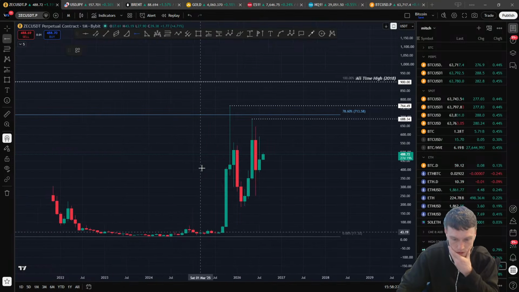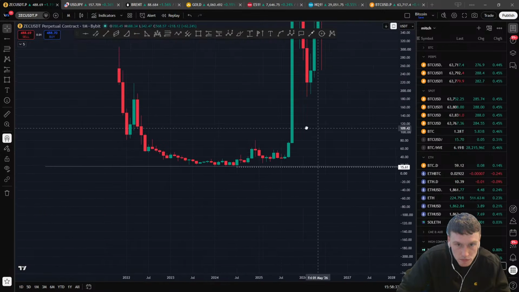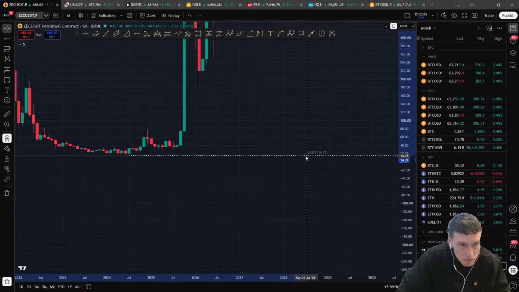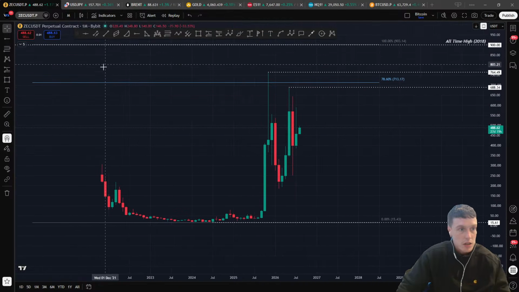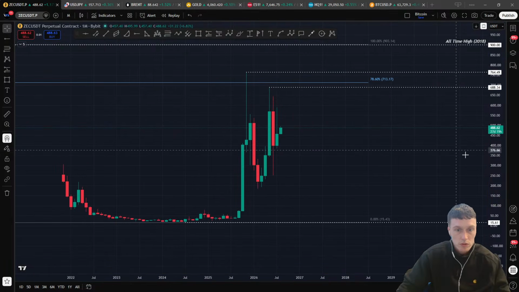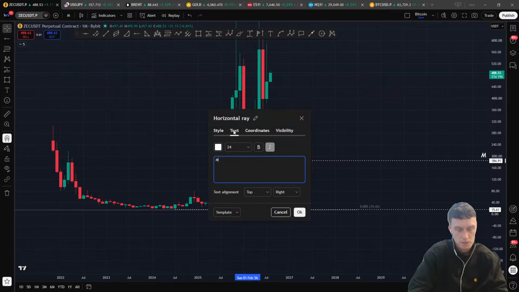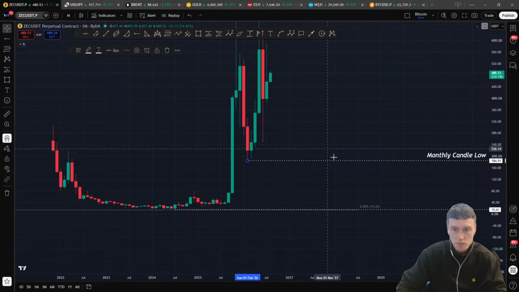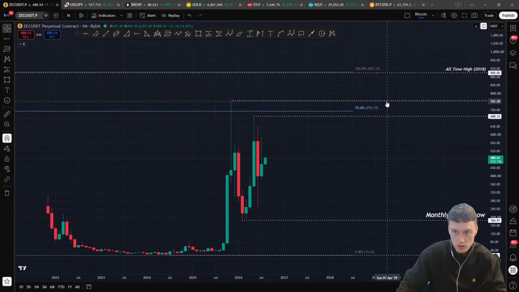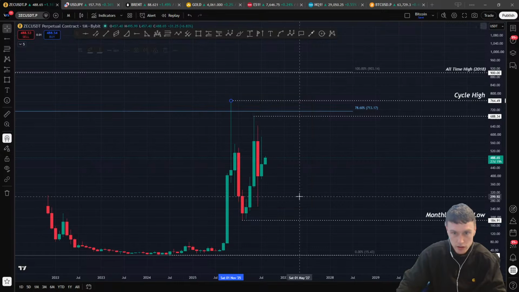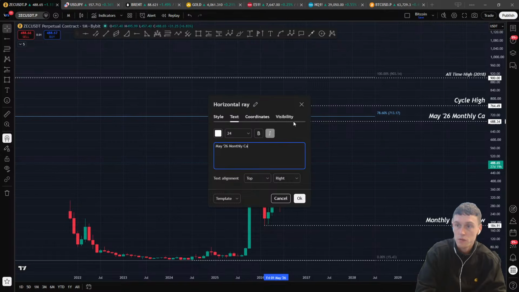So what I'm doing now is I'm going through and I'm marking out all the monthly lows and all the monthly highs. Let's see if we can find a few setups here. Alrighty. Got an unswept monthly candle low. Bear market low. Cycle high. May 26th monthly candle high.